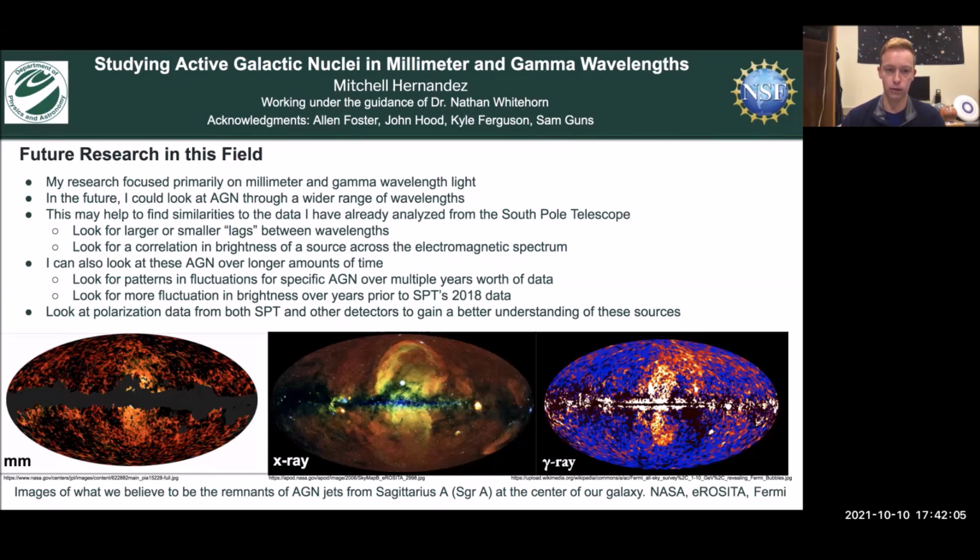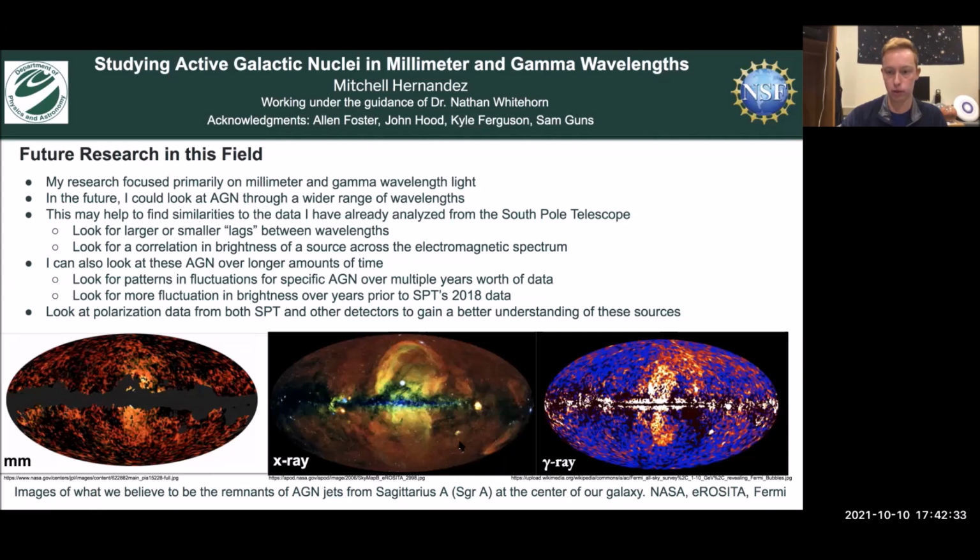And then I could also look at these AGN over longer periods of time. So I could look for patterns if I looked over multiple years' worth of data. And I could also look for fluctuations like what I found in some of these light curves for data that was just prior to 2018, when this generation of the telescope was, I guess, put online. And then I haven't thought too much about this yet, but I could also look at polarization data from SPT as well as other detectors, and this could give me a better understanding of what's happening in these sources.